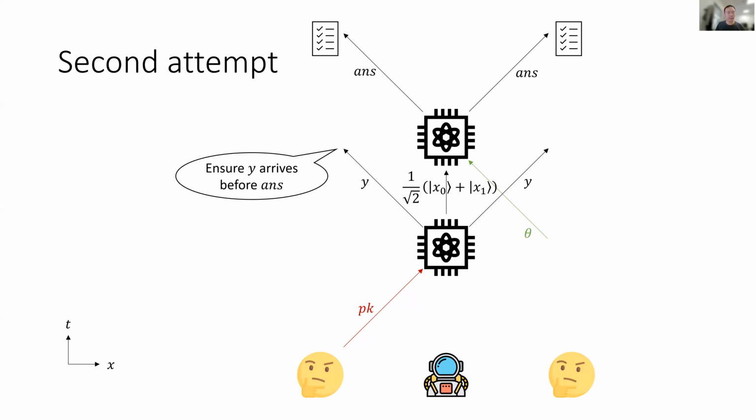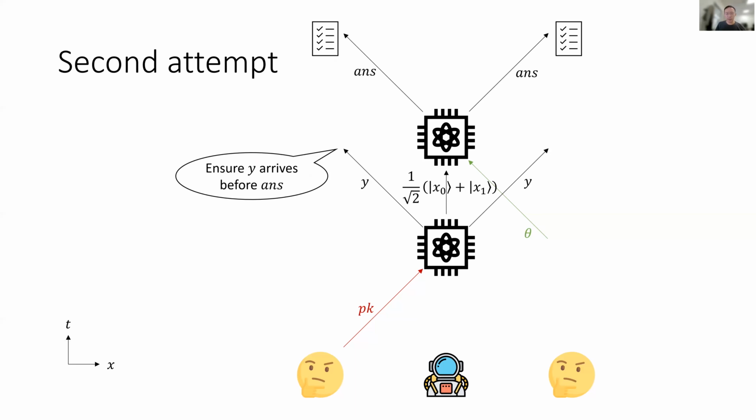So the main thing here is that the verifier is going to do another check, which is that they are going to ensure that the message y is received before theta. In particular, it should not be possible for this message to depend on theta.